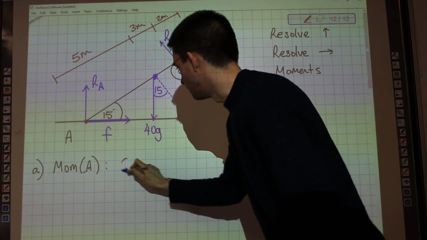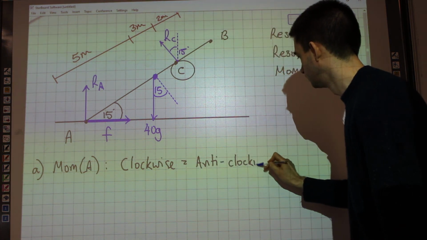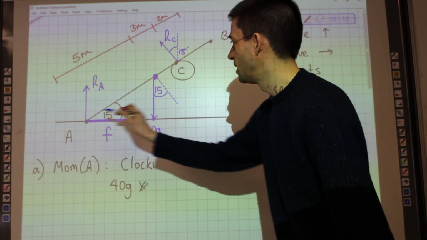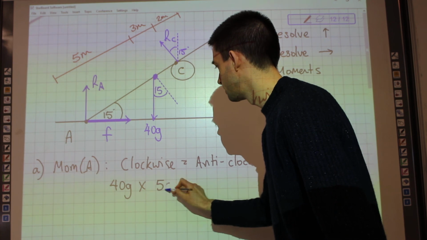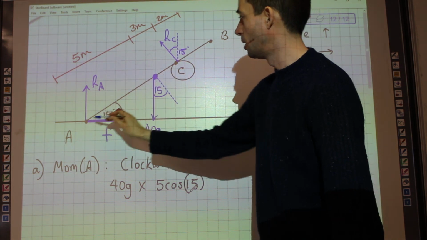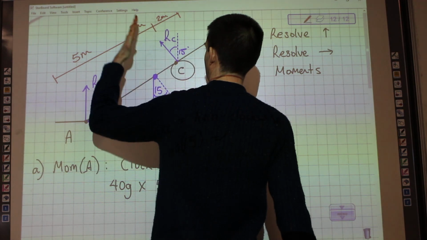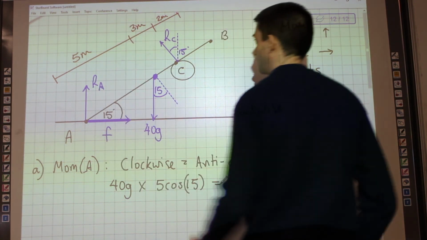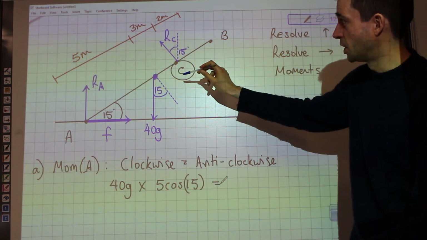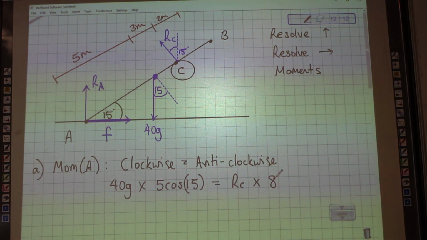Let's get that right. Clockwise equals anti-clockwise. Force is 40g multiplied by the perpendicular distance, which is going to be 5 cos 15. I know the 5 because it's the distance from A to this point here, cos because it's adjacent, so cos 15, and that's going to equal my anti-clockwise force, which I get from doing that one there, RC, which is trying to make it go in an anti-clockwise direction. Now the bonus here is that RC is acting perpendicular to the point where I'm pivoting, so I don't need to do any resolving. I can just say that it's RC, the force, times by 8, which is the distance that it is away from A.